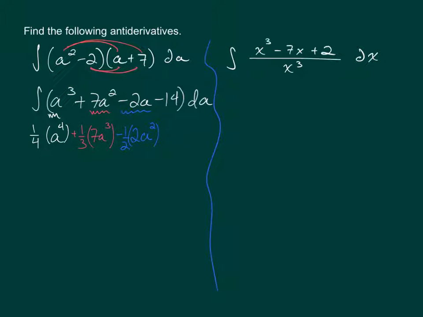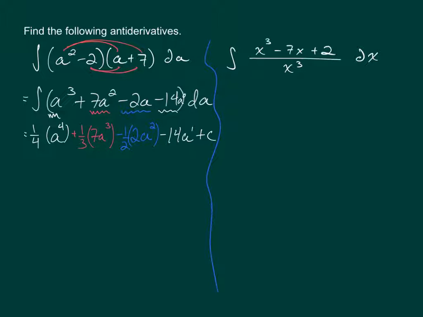And the last term over here, minus 14, will turn into minus 14a. There's an a to the 0 power hidden in here. So when you add 1 to the exponent, you get a to the first power. And then lastly, we cannot forget plus c.